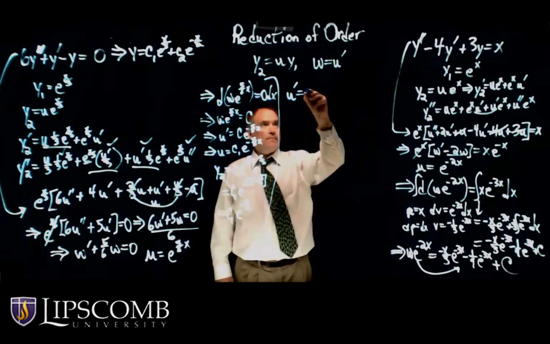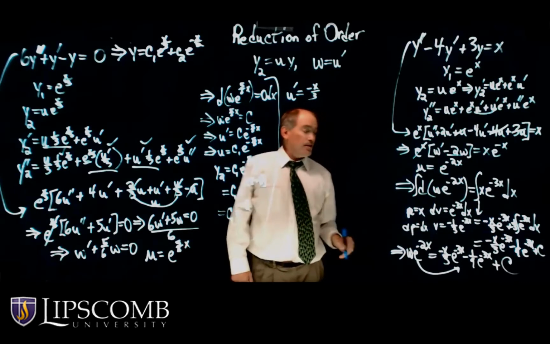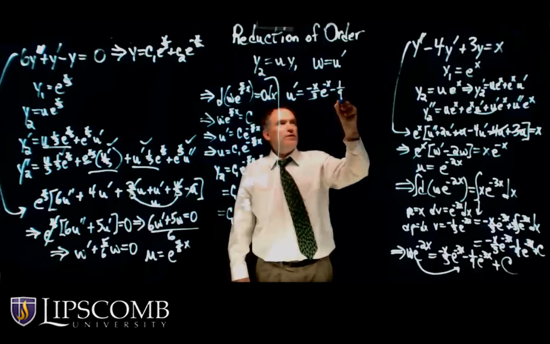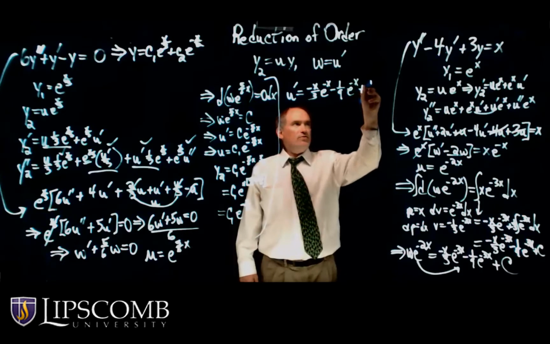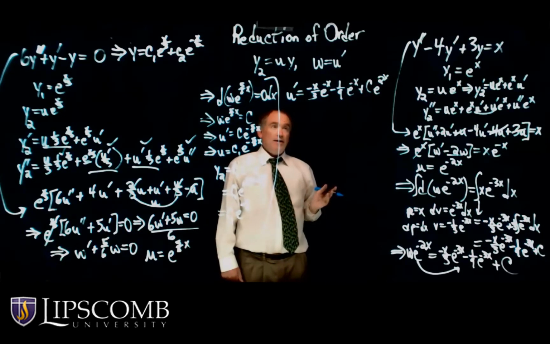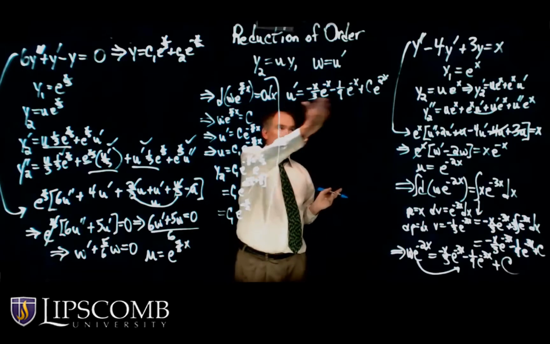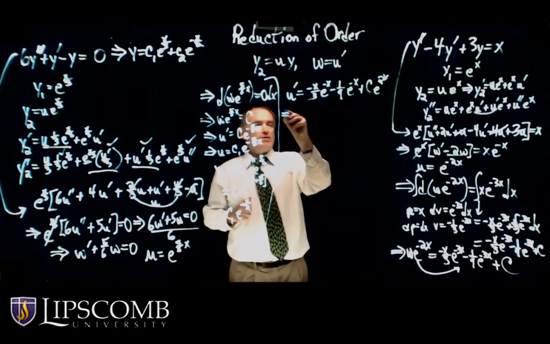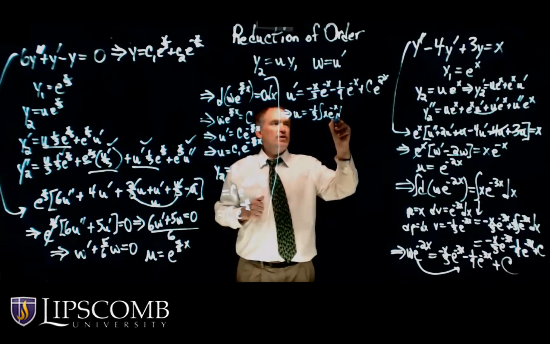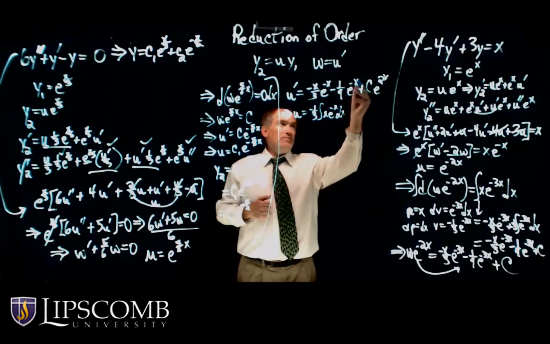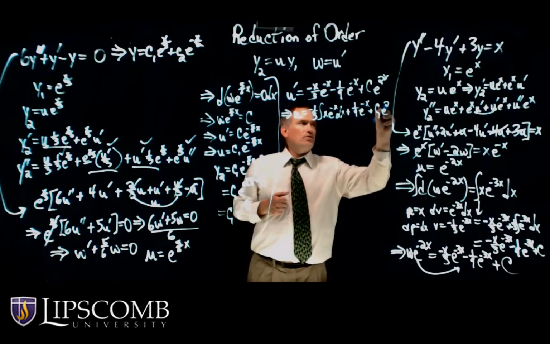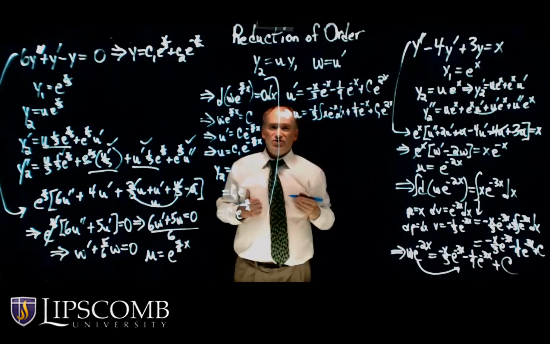I get minus x over 3 e to the 2x times e to the minus 3x is e to the minus x. Here I'll get minus 1/9 e to the minus x, and here I'll get plus c e to the 2x. Okay? Now that I've got that, u prime equals that, so I need to integrate. So I'm going to get u equal to minus 1/3 integral of x e to the minus x dx. This one I can integrate. I've got a negative, so that would be a plus 1/9 e to the minus x plus c1 e to the 2x.